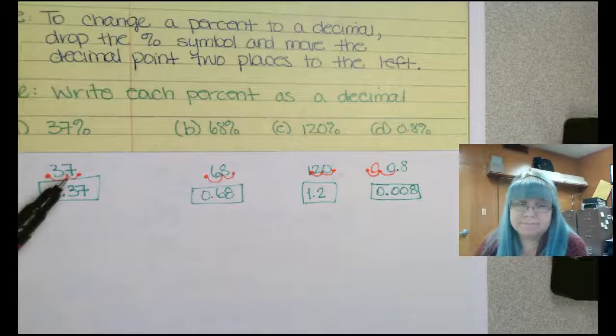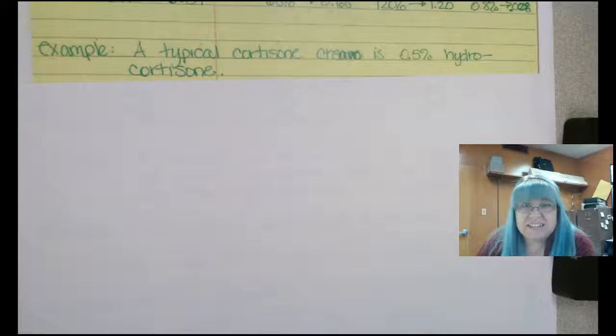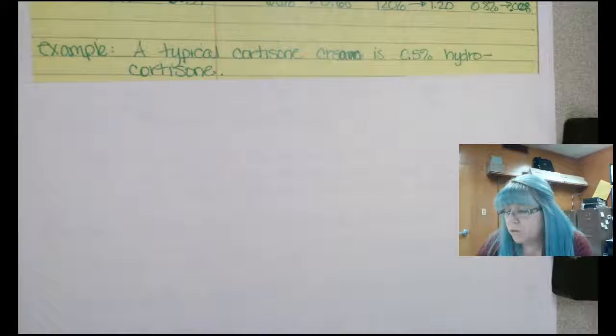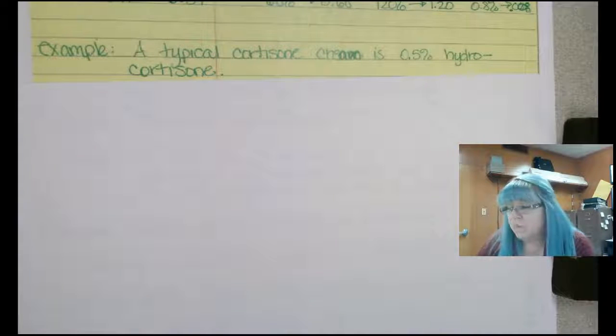That means the same thing as 0.8%. So I think you've probably been to the convenience store or the local pharmacy and seen typical cortisone cream. That's that stuff that helps you not scratch bug bites. Typical cortisone cream is 0.5% hydrocortisone. That's the stuff that makes it anti-itch. We want to know what the decimal version of 0.5% will be.